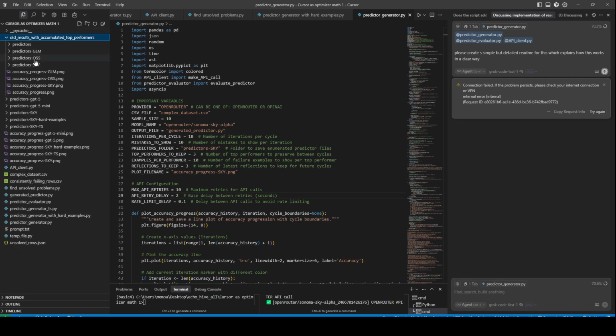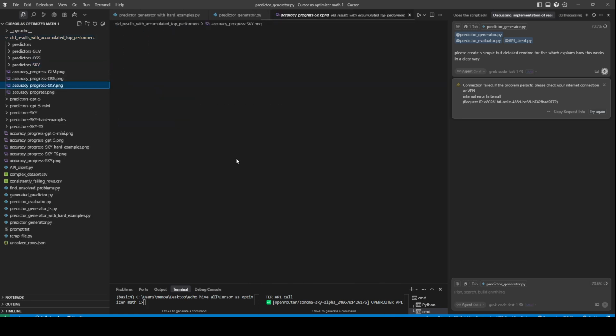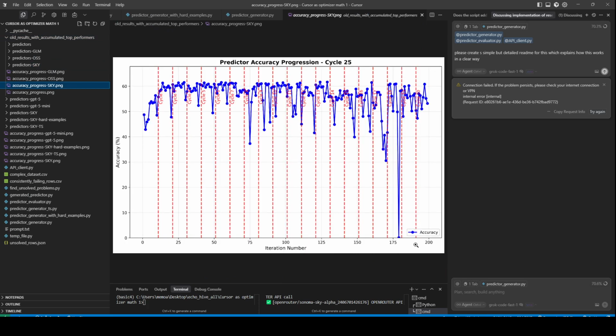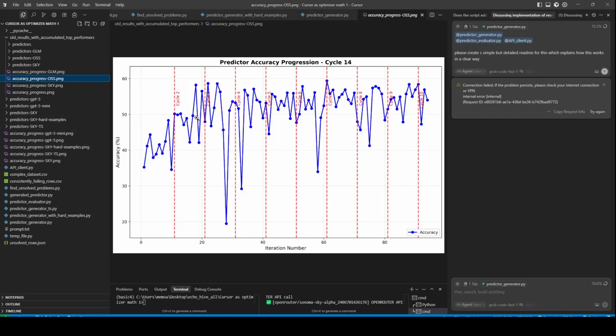These are the old results from the old script. So I've run it across multiple models, but here is, for example, the chart for Sky, running it at 200 iterations. I clearly saw that the model actually learned something pretty quickly, just above 60%, but then flattens out and does not improve. So this is GPT OSS. Again, it improves and then flattens out.